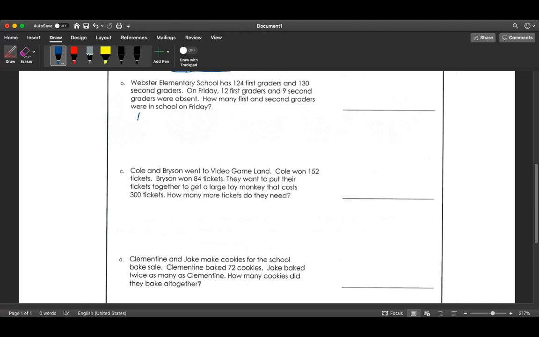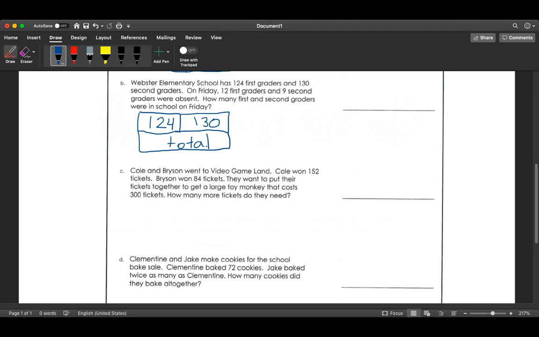So I'm going to draw my bar model, and I'm going to make a part whole bar model where I have 124 first graders and 130 second graders. And so when I add these together, that will give me the total number of students who are in first and second grade. So then I can use that information and go on to the next part of my problem.